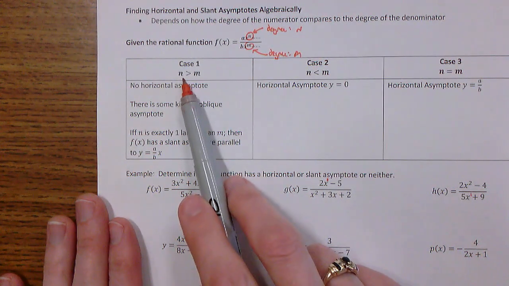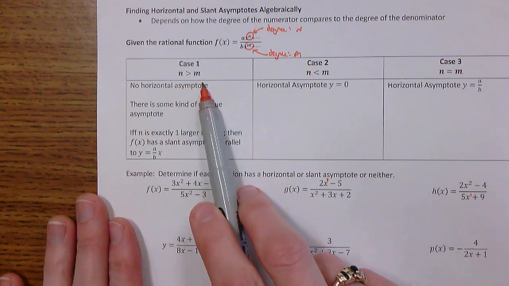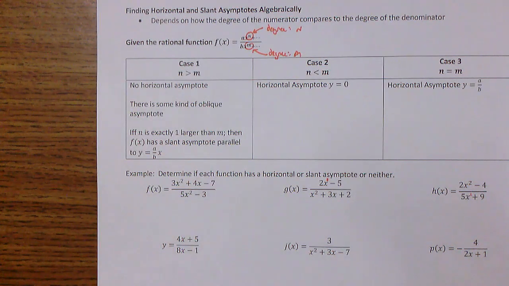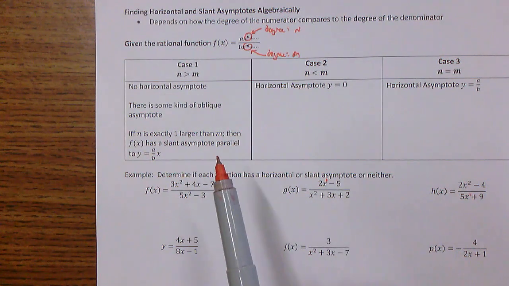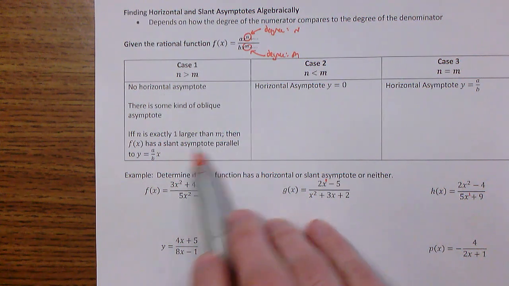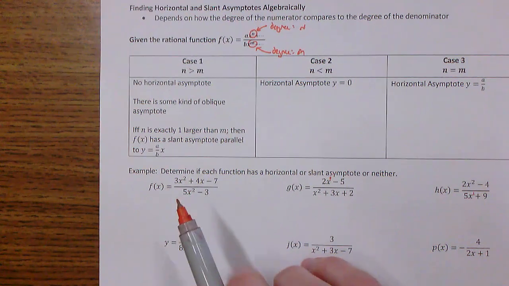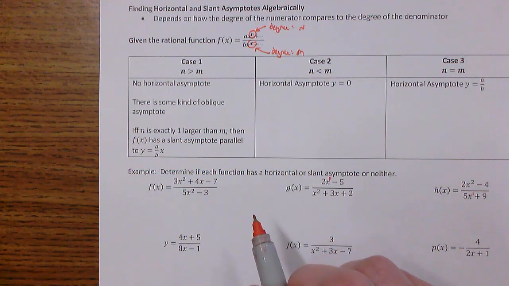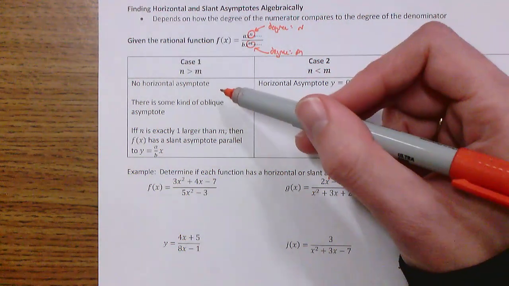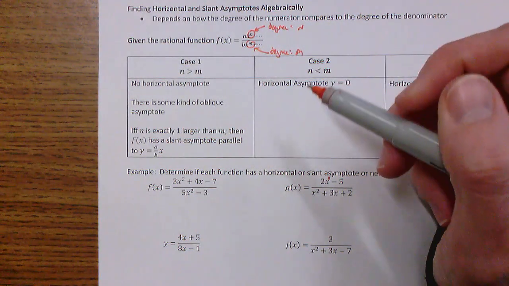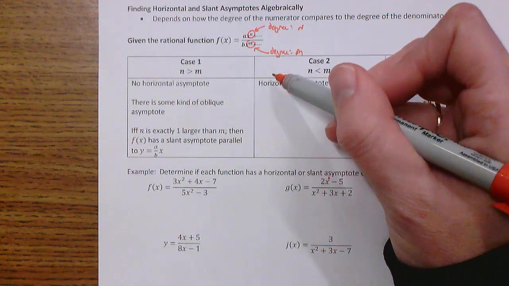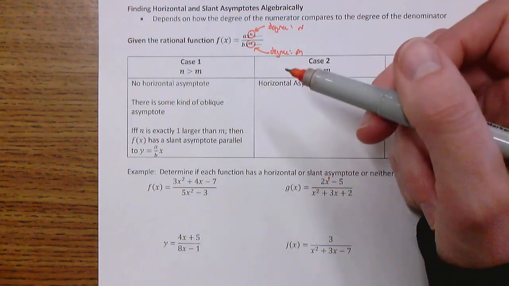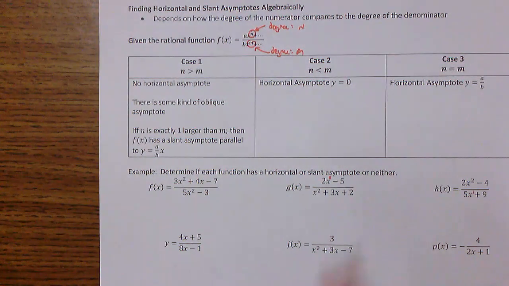Case number 1, if the degree on the top is bigger than the degree on the bottom. Okay, that tells me that there's no horizontal asymptote, so there's not going to be one that's straight sideways, but there is some sort of oblique asymptote. For this class, it's always going to be just a slant asymptote that's parallel to a line. But if you had something where it was, say, like 2 degrees larger, that would actually give you an asymptote shaped like a degree 2 parabola, right? If you had a degree 3 difference between them, it would give you, I'm sorry, a cubic shaped asymptote. So it's just kind of a neat little bonus fact, not important.